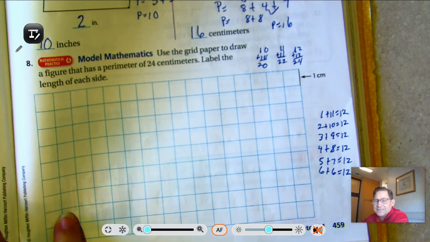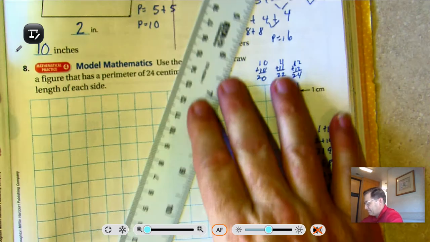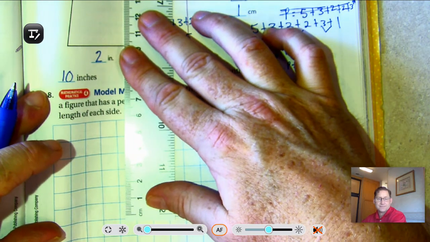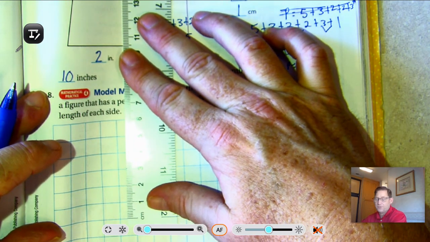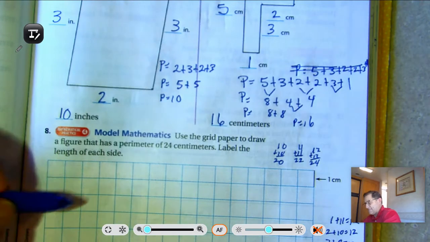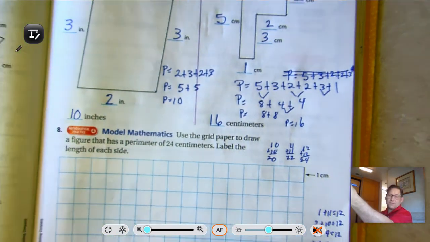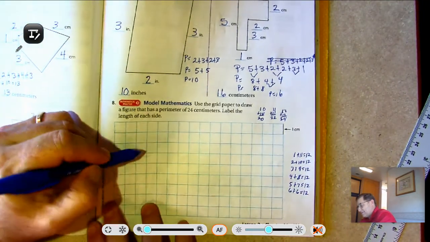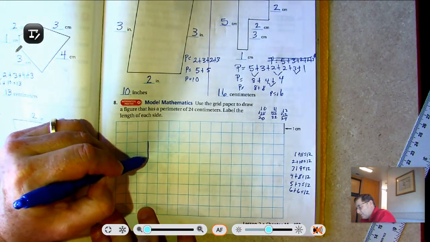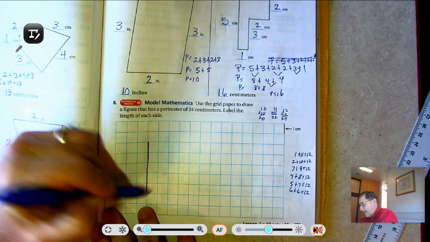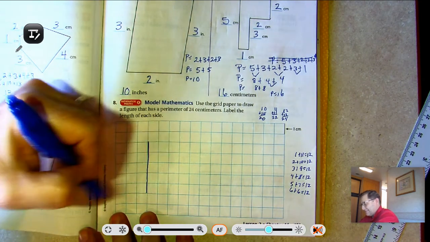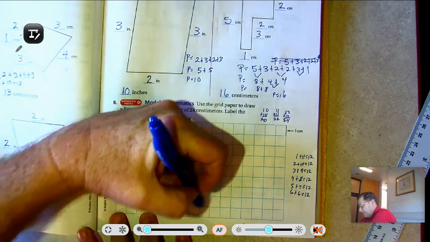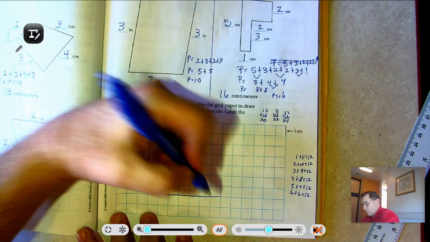I'm going to use 5 and 7. Okay, and so I don't really need to use my ruler because this is centimeter grid paper. So I'm going to have one side that's 5. So let me zoom out now. I want one side of 5 and another side of 7. 1, 2, 3, 4, 5. 1, 2, 3, 4, 5. And 7 long, or you could say 7 wide.